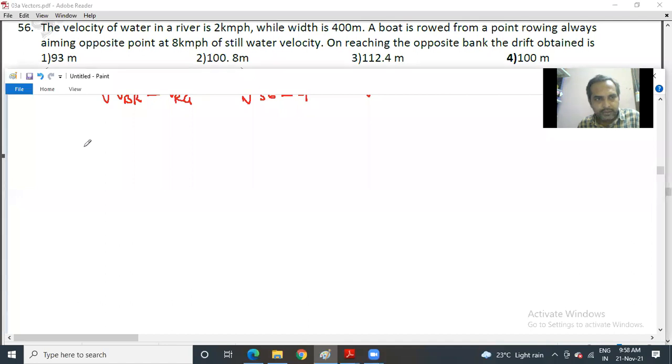So here theta is 0. So in the basic equation, if theta is put 0, you will get a drift or shift is VRG by VBR into D. So what is D means? Width of the river. So what is VRG is?